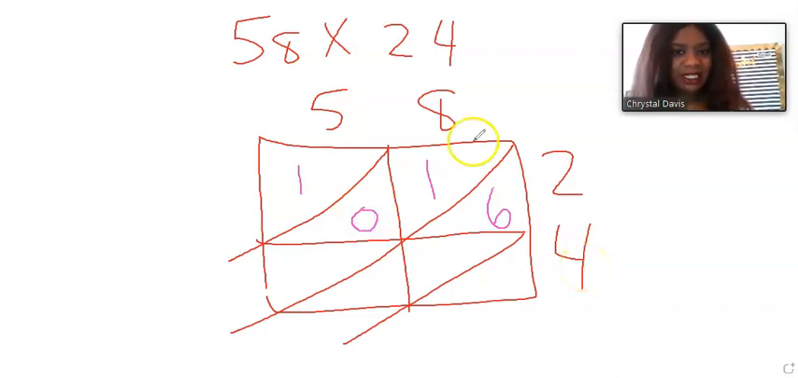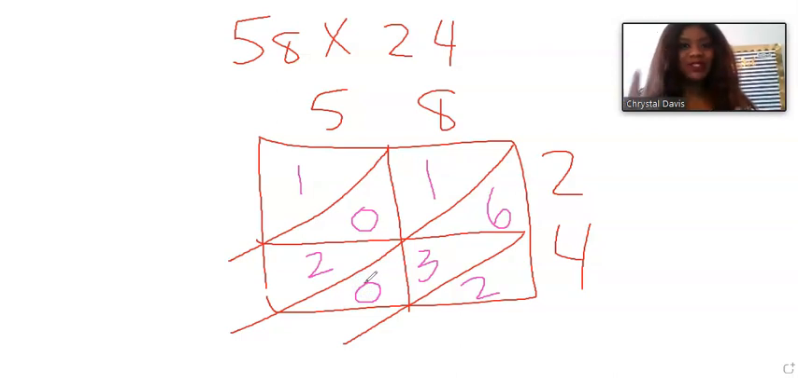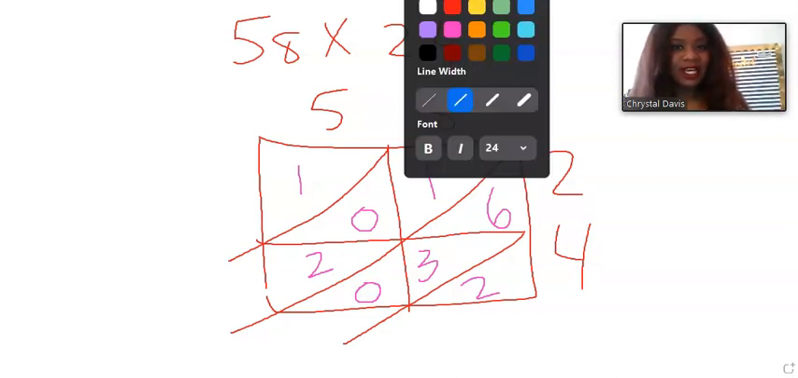Now I'm here. It says 8 times 4. 8 times 4 is 32. I'm writing 3 in the tens place and a 2 in the ones place. Now I'm moving over to 5 times 4. I'm writing a 2 in the tens place and a 0 in the ones place. So now scholars, my next step is going to be to add everything up.